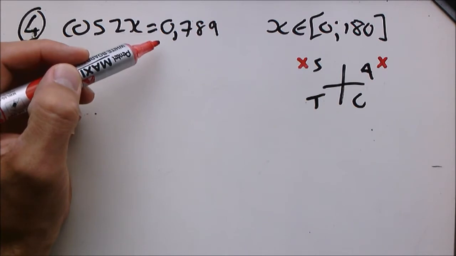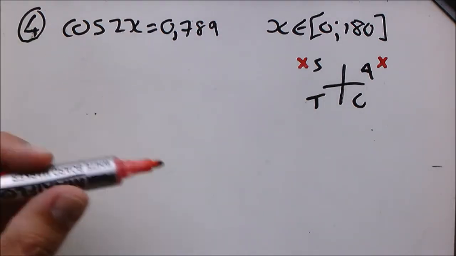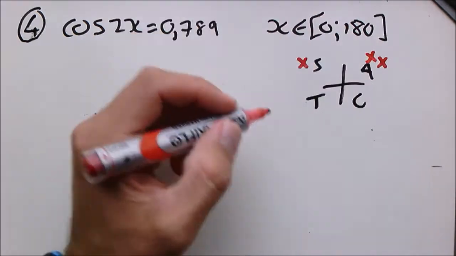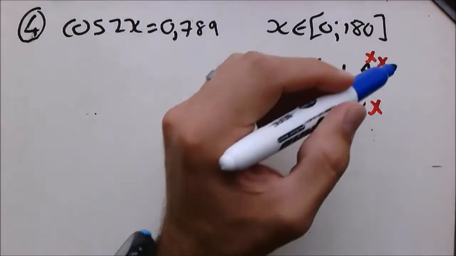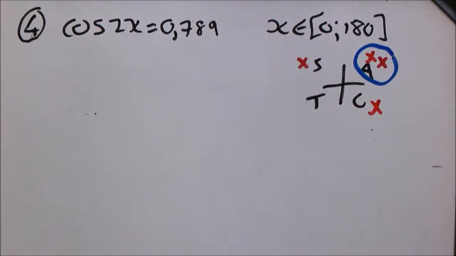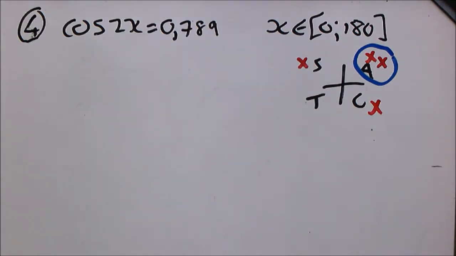So now we ask ourselves, where is this cos function positive? It will be in the first quadrant and the fourth quadrant. And now we have the quadrant we need to work in. It's the first quadrant, because only in the first quadrant it works out for both of these things. So let's do the calculation now.